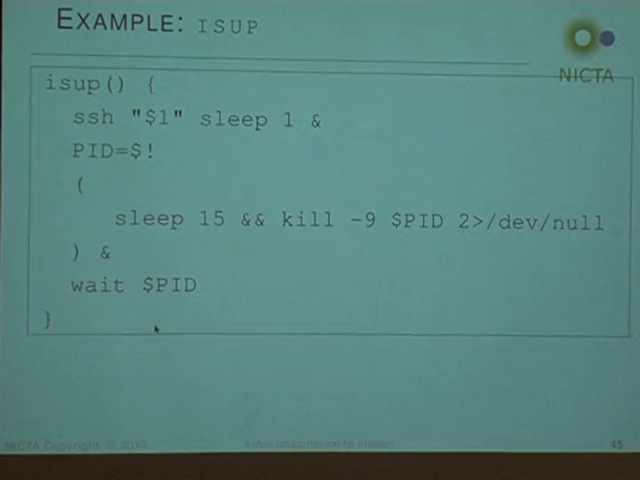So this wait will then become a non-zero exit status, and the whole function will give a non-zero exit status. The result is that if I type is_up some machine name, it'll try to SSH to it, and if it fails to SSH within 15 seconds, I get a non-zero exit status. If it does succeed with the zero exit status, then it will immediately come back and tell me it's up.